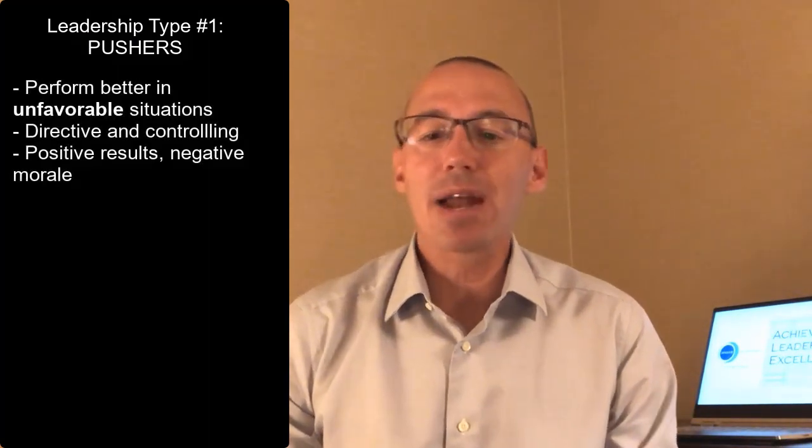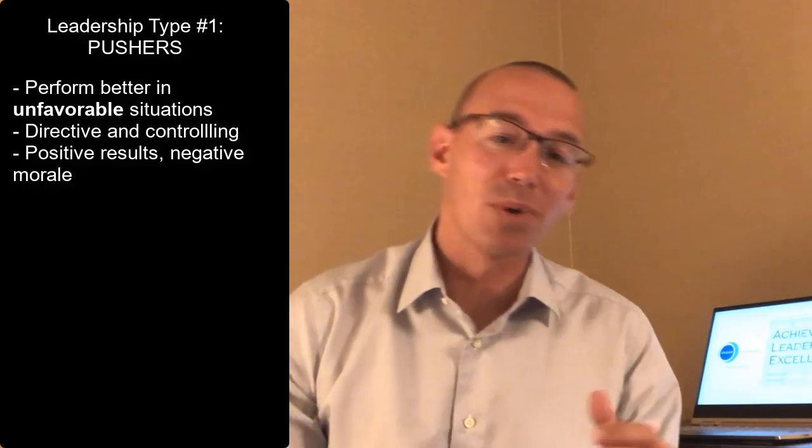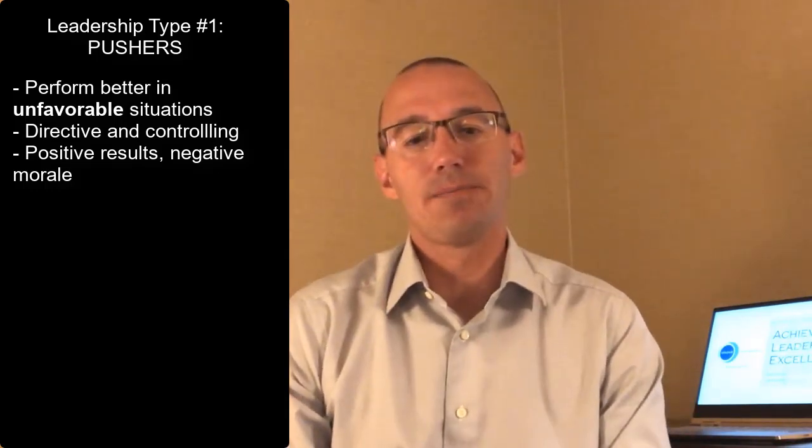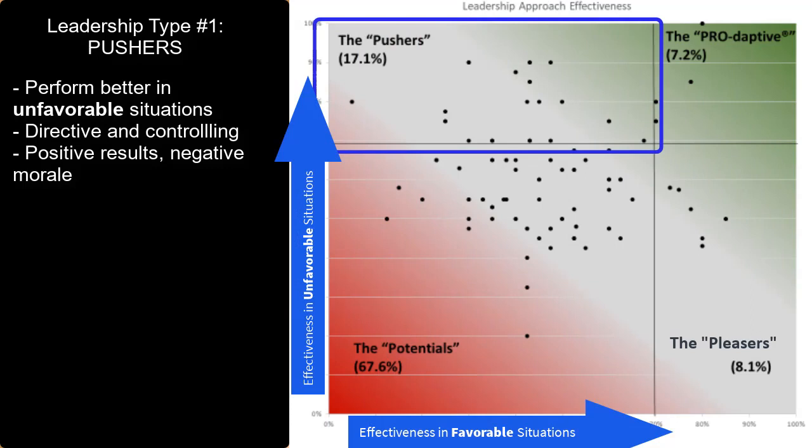The first type of leader is what we'll call pushers. They tend to perform better in unfavorable situations than favorable ones. They lead in a manner that primarily relies on directive and controlling behaviors. They tend to be good at telling, showing, and instructing. It often results in positive results, but also with more negative feelings and/or morale. The bottom line is that they tend to over-control and micromanage when times are better, so they underperform. As you can see, about 17% of leaders fall into this group.